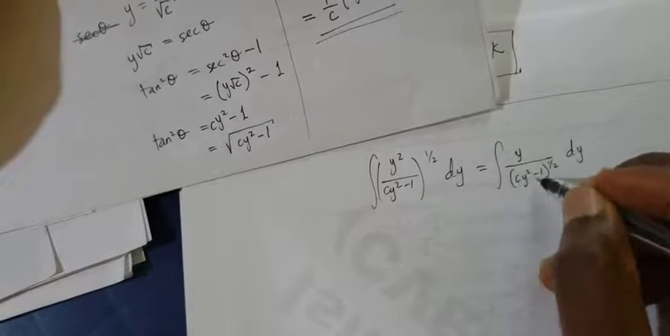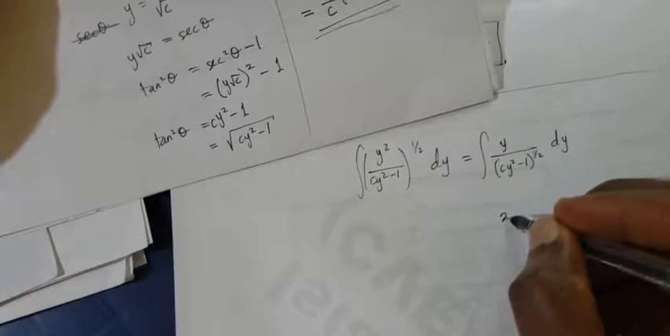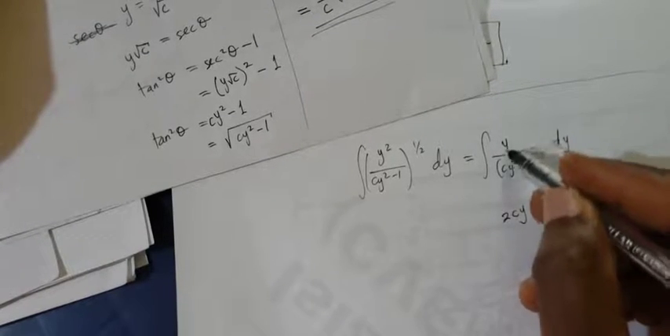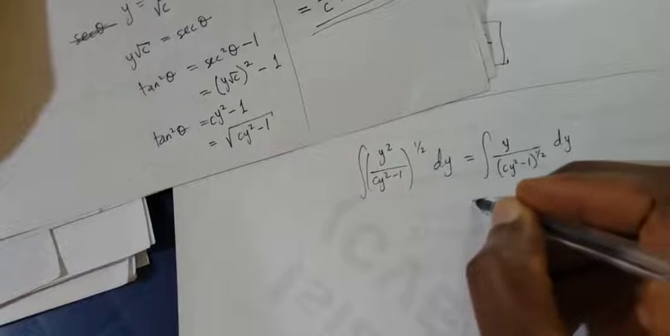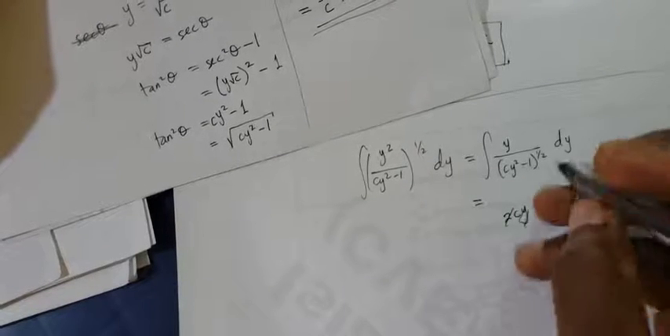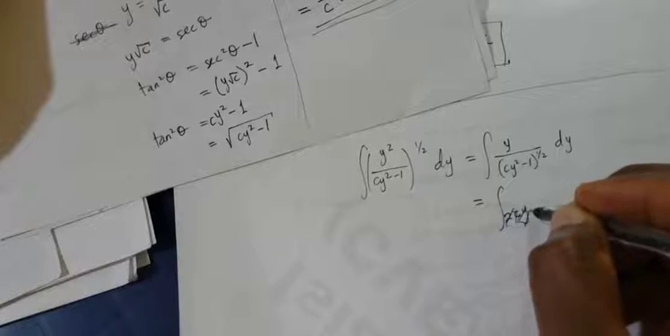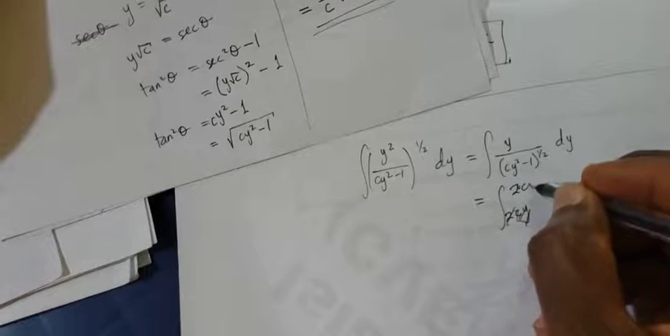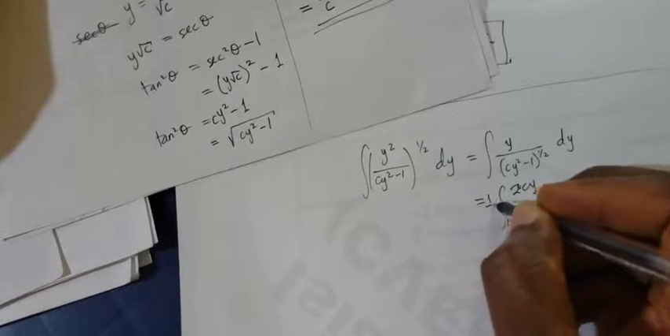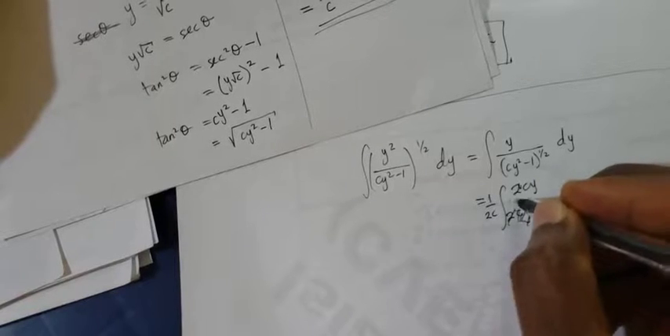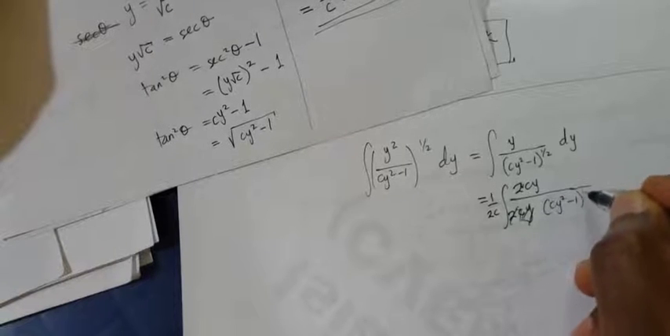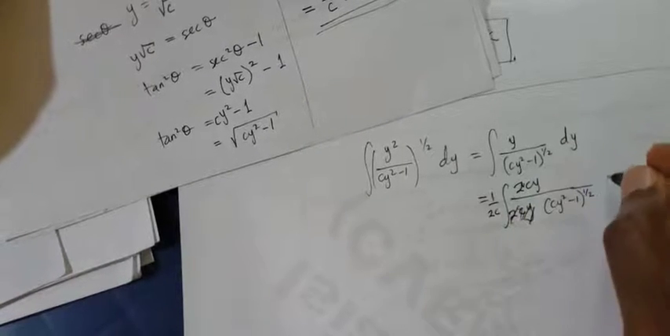Then we will notice that if you differentiate this denominator, it is going to give us 2cy. So we can find a way to make the numerator 2cy. So we could have written this as the integral of 2cy. To have that equal to this, we say this is 1 over 2c, so we cancel this, then divided by still what we have here. This is (cy squared minus 1) raised to power 1 over 2 dy.